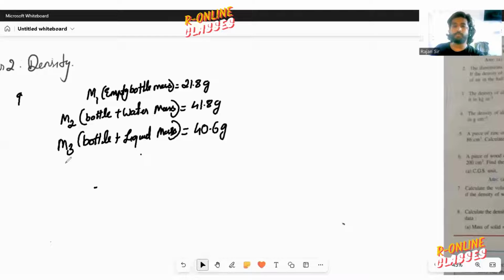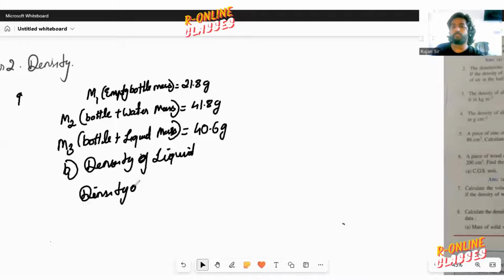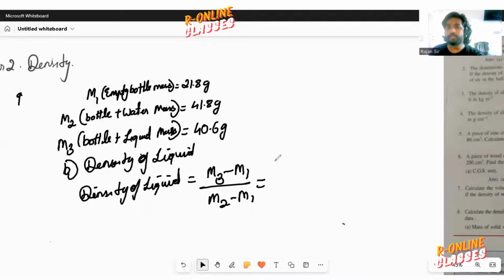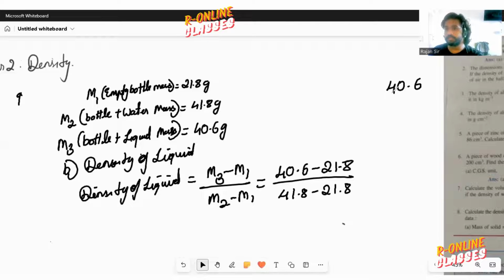Okay, let's go for the B part. In the B part, you have to find the density of the liquid. There's a very beautiful formula already given. The density of the liquid is the mass of the liquid, that is M3 minus M1, upon the mass of water. That is 40.6 minus 21.8 upon 41.8 minus 21.8. Whenever there's confusion here, make sure you do the calculation alongside. A lot of people make a mistake over here.